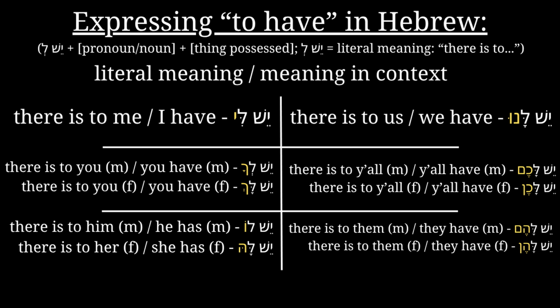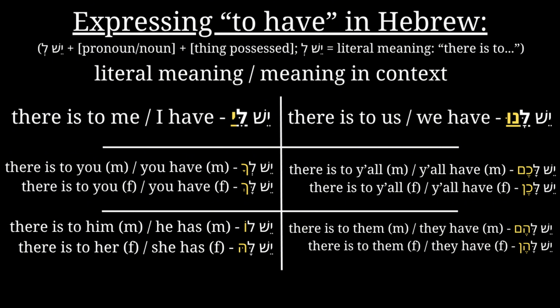You can see how the suffixes from before are attached to the end of the preposition le, and the pronouns in the first person, yesh li and yesh lanu, are the only ones that do not have gender, while the rest are affected by it. So, when expressing anything possessive in Hebrew, the suffixes really help because they're universal across many prepositions. Overall, this is how to have is formed in Hebrew, using a prepositional construction with the literal meaning of there is to someone.